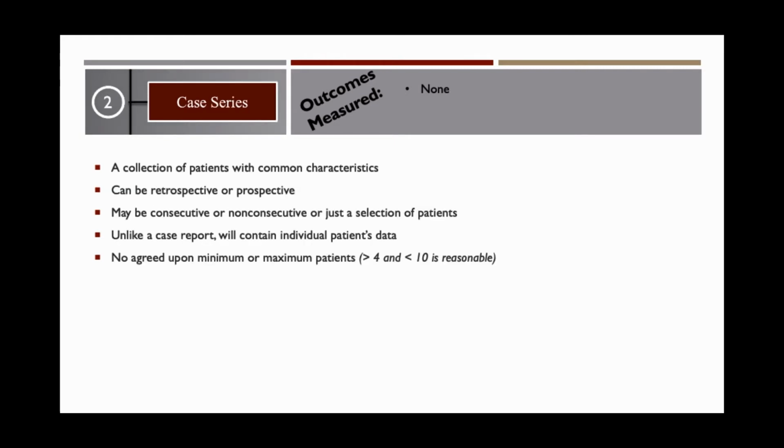All right, case series. The definition of case series is super vague and varies widely. According to the Dictionary of Epidemiology, a case series is defined as a collection of patients with common characteristics used to describe some clinical, pathophysiological, or operational aspects of a disease, treatment, or diagnostic procedure. They can be retrospective or prospective. They may be consecutive or non-consecutive, depending on whether all cases presenting to the reporting author over a period were included, or if you only select a portion of patients.